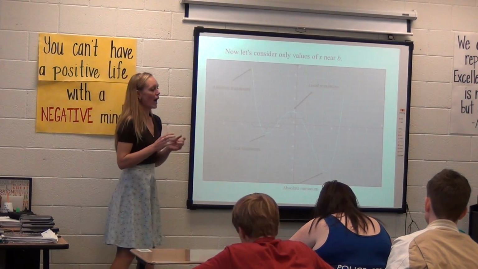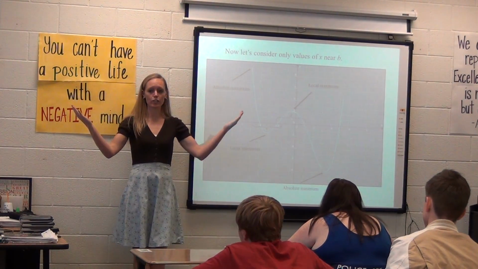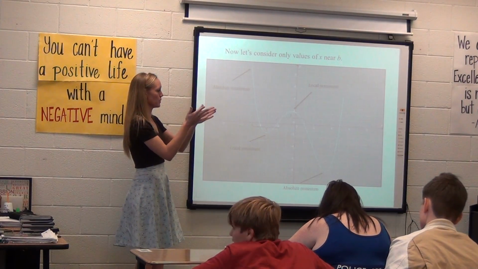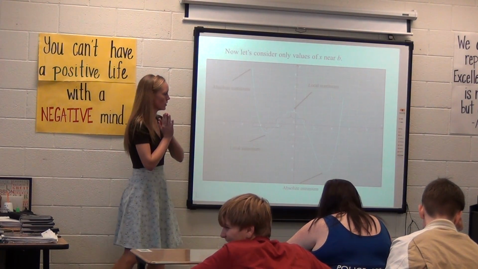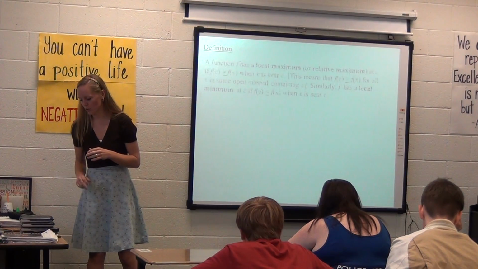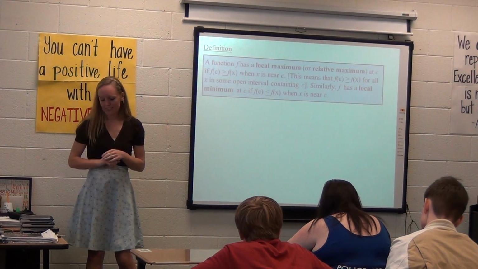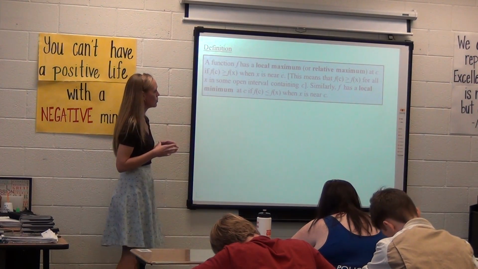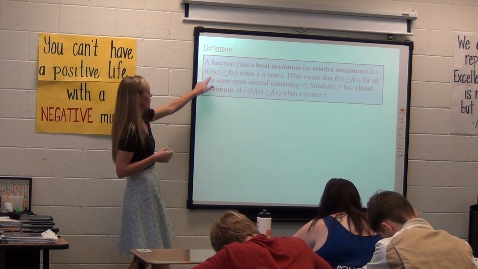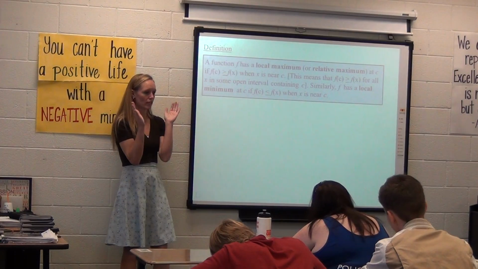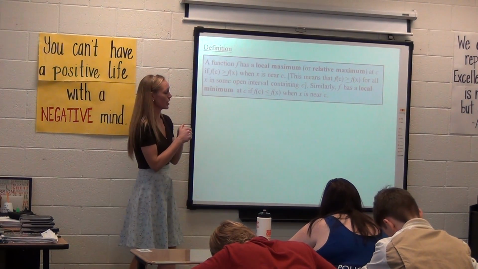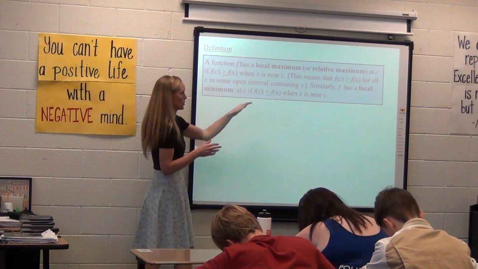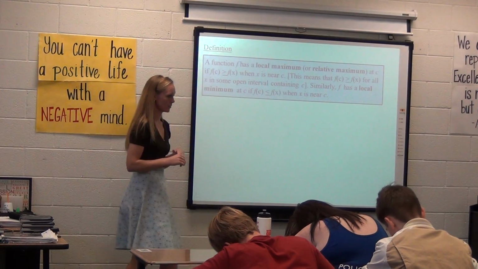So absolute minimum is looking at the entire domain of the function. Local minimum is zooming in on a specific interval to identify a lowest point. So that's exactly what this is talking about right here. We have that local maximum if this point is the highest one of the entire function when we're just looking at the interval, so when x is near c.